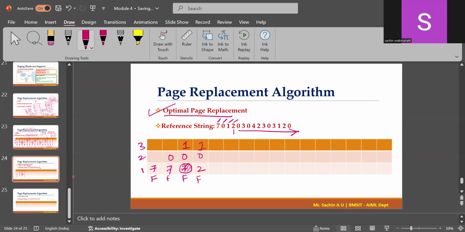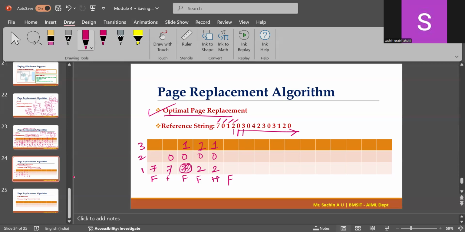The next page requested is what? 0. Is 0 present? Yes. If 0 is present, I will write it as what? Hit. So 0, 1, and 2 are there. The next is 3. Is 3 present over there? No. So I will write it as page fault. If it is a page fault, then which one should be replaced? Is it 1, 0, or 2?